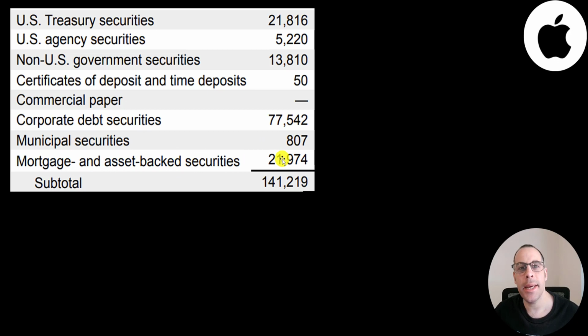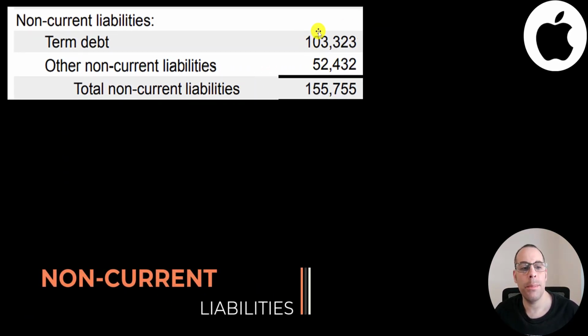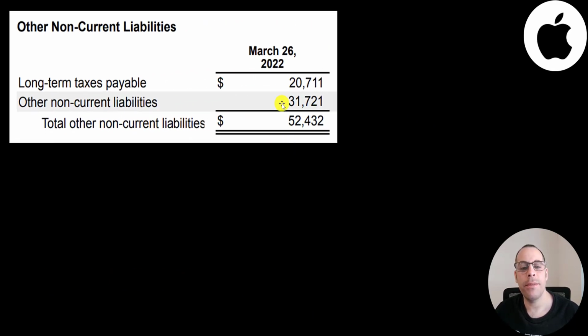This is why their debt isn't much of a problem, because look how much they have in investments, 141 billion, which is more than their debt. Let's look at their non-current liabilities, 103 billion of debt and 52 billion of other. Here's a breakdown of that 52 billion, 21 billion of long-term taxes payable. This is how much money they owe the government in taxes, and 32 billion of other.